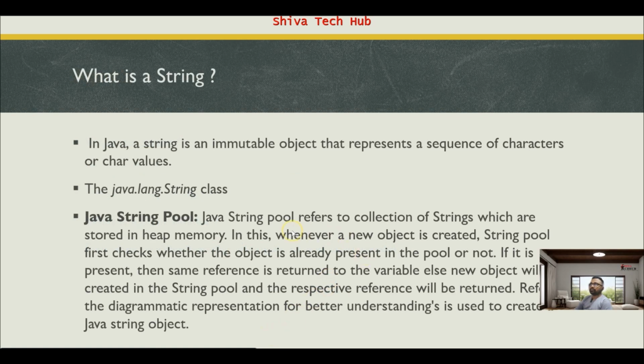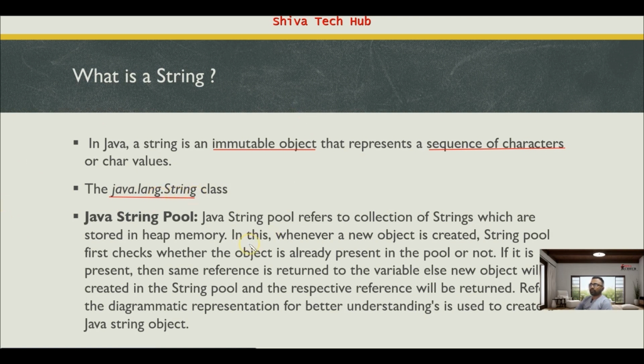Okay, so first let us try to understand what actually is a string. So basically a string is an immutable object. The word immutable is nothing but one which cannot be changed or manipulated. It also represents a sequence of characters. A character is nothing but a single alphabet, whereas a sequence of characters forms a string. So in short, we can understand string as an immutable object that represents a sequence of characters. In order to define a string, that can be done by using the String class that is present in the java.lang package.